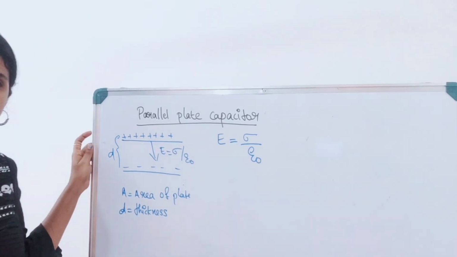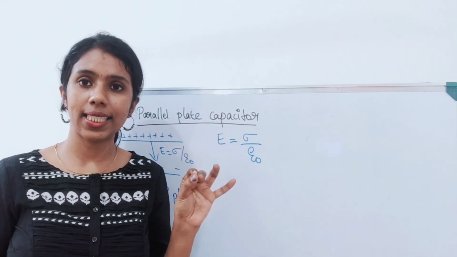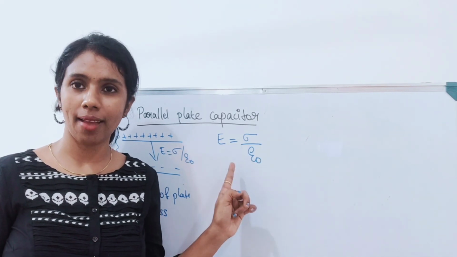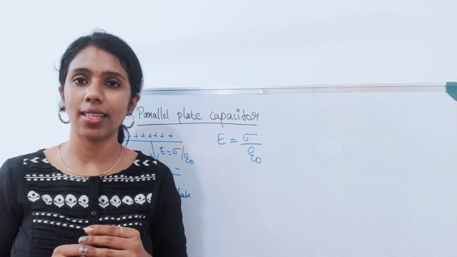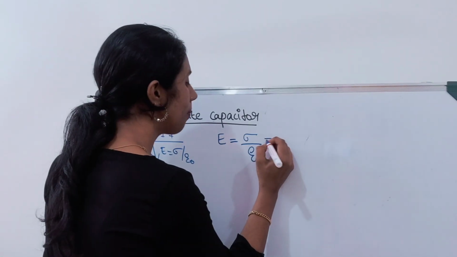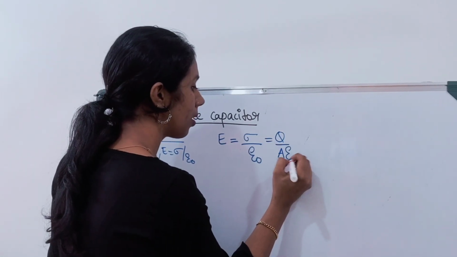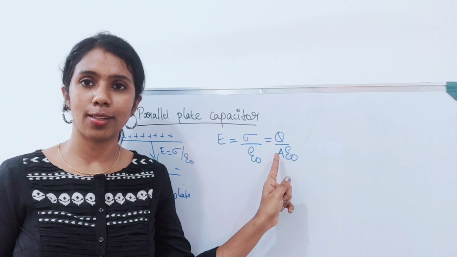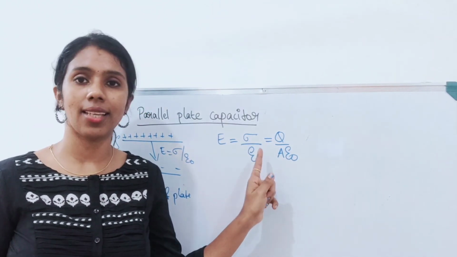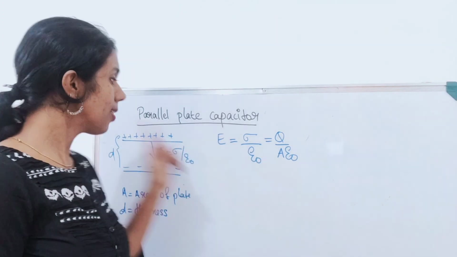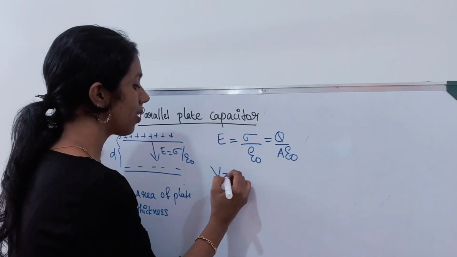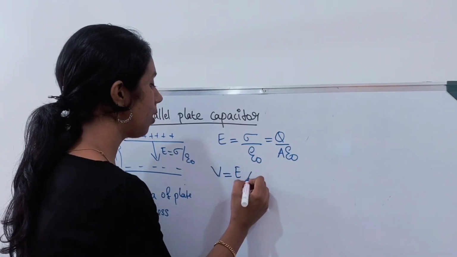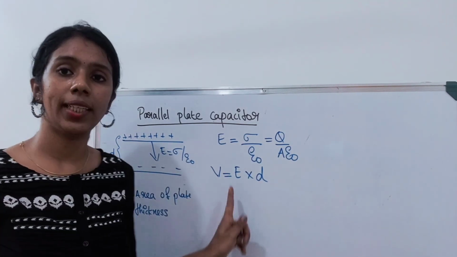Definitely, according to Gauss's theorem, there will be an electric field existing in between the plates. That electric field E is equal to sigma divided by epsilon 0, where sigma is the surface charge density. Here, sigma can be replaced by Q divided by A. So the equation for electric field E becomes Q divided by A epsilon 0, where Q is the charge and A is the area of the plate. Now, since there is an electric field, definitely there will be a potential difference between the plates. The equation for potential difference is E into the distance d, electric field into thickness.